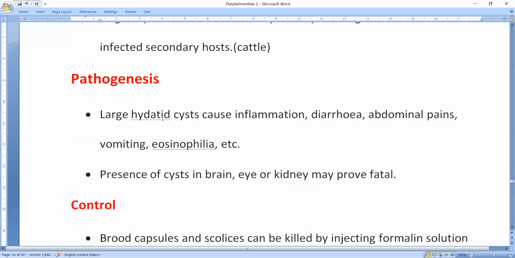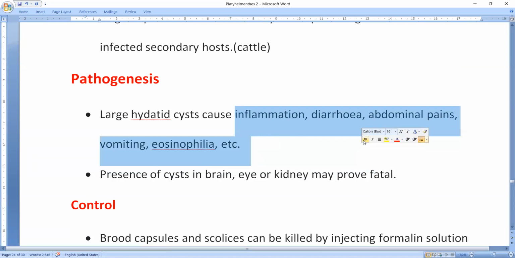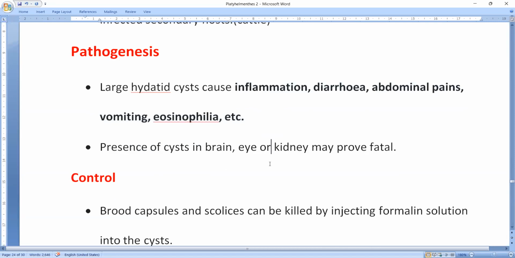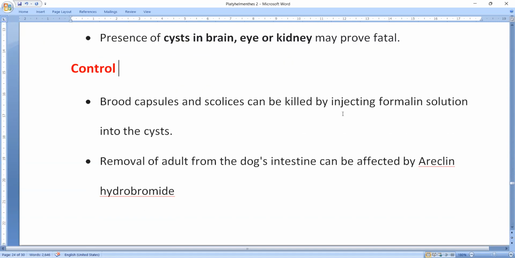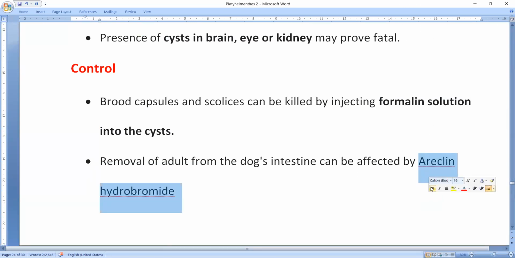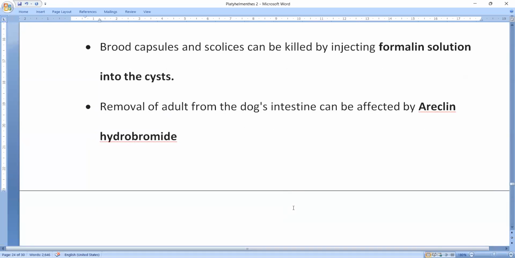So large hydatid cysts cause inflammation, diarrhea, abdominal pains, vomiting, eosinophilia. So this is also an intestinal parasite in the dog. Presence of cysts in brain, eye, kidney may cause death also sometimes. Control: brood capsules and scolices can be killed by injecting formalin solution into the cyst. The removal of adults from the dog's intestine can be affected by arecoline hydrobromide. So that is about Echinococcus granulosus.